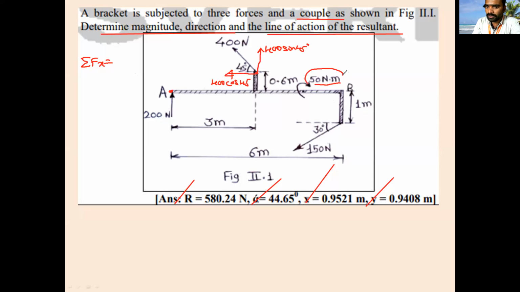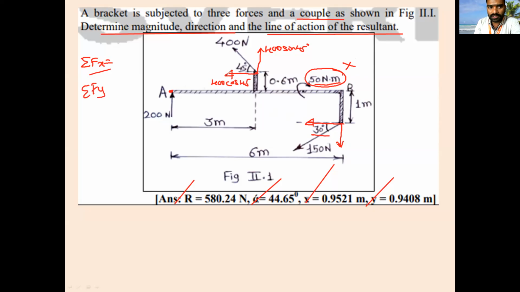Will you consider this couple in the calculation of sigma Fx and sigma Fy? No, sir. You are not supposed to consider it in sigma Fx or sigma Fy. Again, there is one more force, 150, at an angle of 30 degrees with respect to horizontal. So again, you have to resolve this force. One component is horizontal, toward the left-hand side, and one is vertical, in the downward direction. So you have to calculate sigma Fx and sigma Fy.